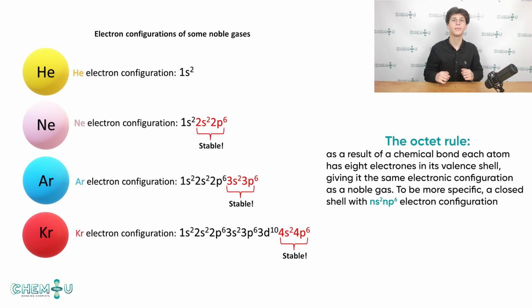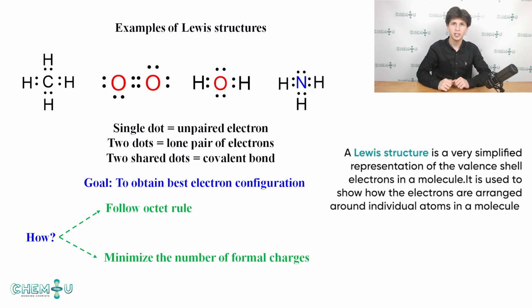Okay, now we understand why atoms form covalent bonds. It's the proper time to speak about the Lewis structures. A Lewis structure is a very simplified representation of the valence shell electrons in a molecule. It is used to show how the electrons are arranged around individual atoms in a molecule. Like in the Lewis symbols, the electrons are shown as dots.